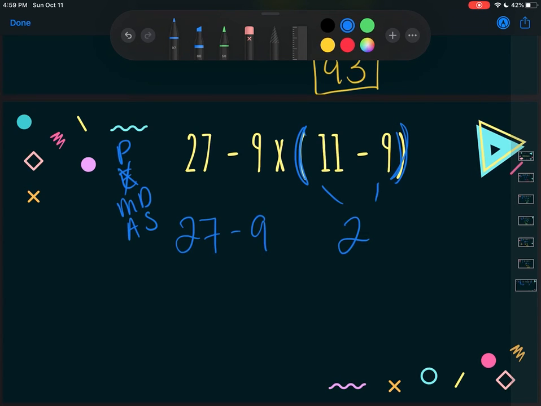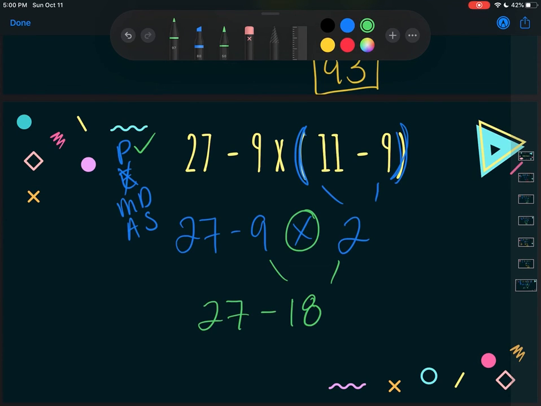So now we bring down the rest of my problem, which was 27 minus 9 times 2. All right, so our next step, we've done our parentheses, right? So our next step would be to multiply and divide from left to right. So I got to do this multiplication, that 9 times 2, before I do anything with that subtraction with 27. So I'll do 9 times 2. 9 times 2 is 18.